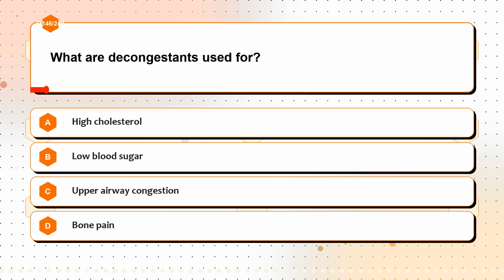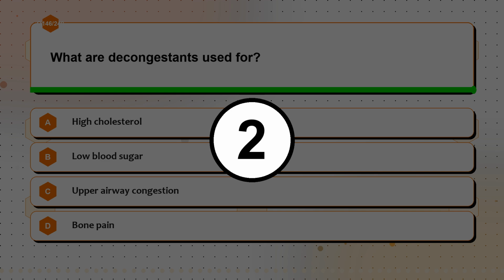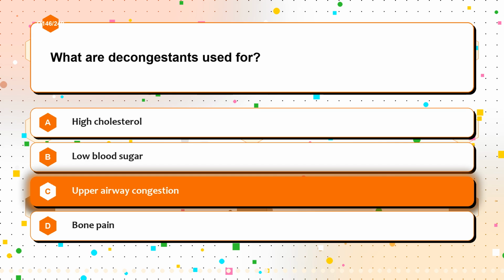Question 146. What are decongestants used for? Here are the options. Option A, high cholesterol. Option B, low blood sugar. Option C, upper airway congestion. Option D, bone pain. The correct answer is option C, upper airway congestion.